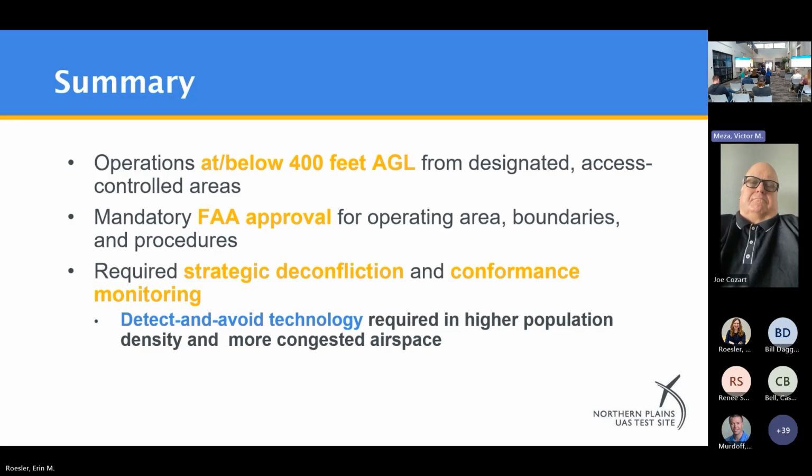In addition to that, if I am flying in airspace that is higher level controlled, so class Bravo and Charlie airspace, in more congested airspace, so in and around airports, and higher population densities, which FAA refers to in category 5. If I'm flying in those areas, I also, in addition to strategic deconfliction and conformance monitoring, have to have detect and avoid. So some means to ensure that I am able to detect both cooperative and non-cooperative airspace users. So whether that be UAS and manned traffic.